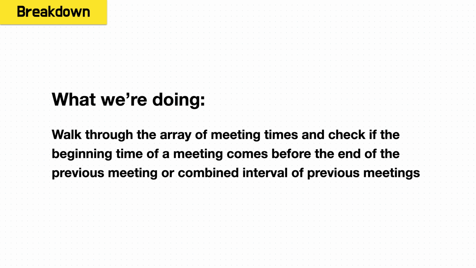So let's explicitly state what we're doing. How did we know we're combining these meetings? So what we were doing was walking through the array of meetings, starting with the earliest meeting, and then checking its end time against the start time of the meeting that comes after it. If the start time comes before the end of the prior meeting or combined intervals of meetings, then we also combine it.